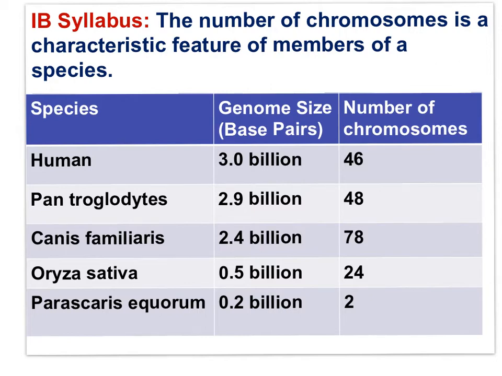But notice that despite having more chromosomes, the genome of the dog is smaller than the genome of a human. Chromosomes are simply linear strands of DNA that can vary in size. 78 smaller chromosomes would have a smaller genome than 46 larger chromosomes.